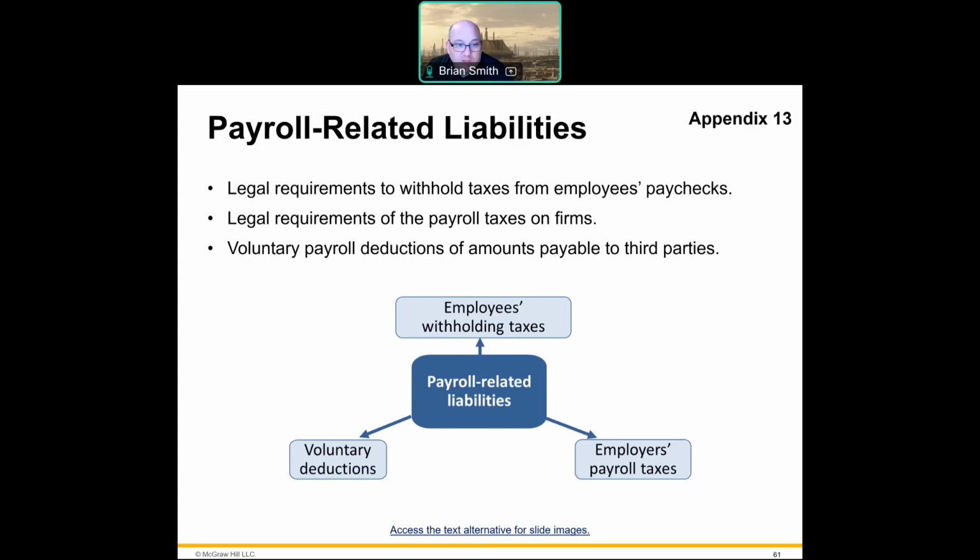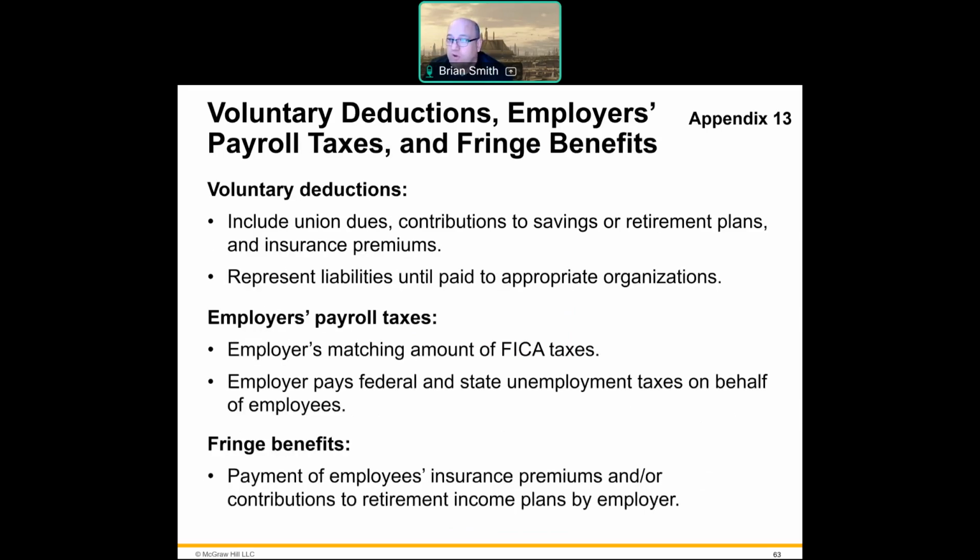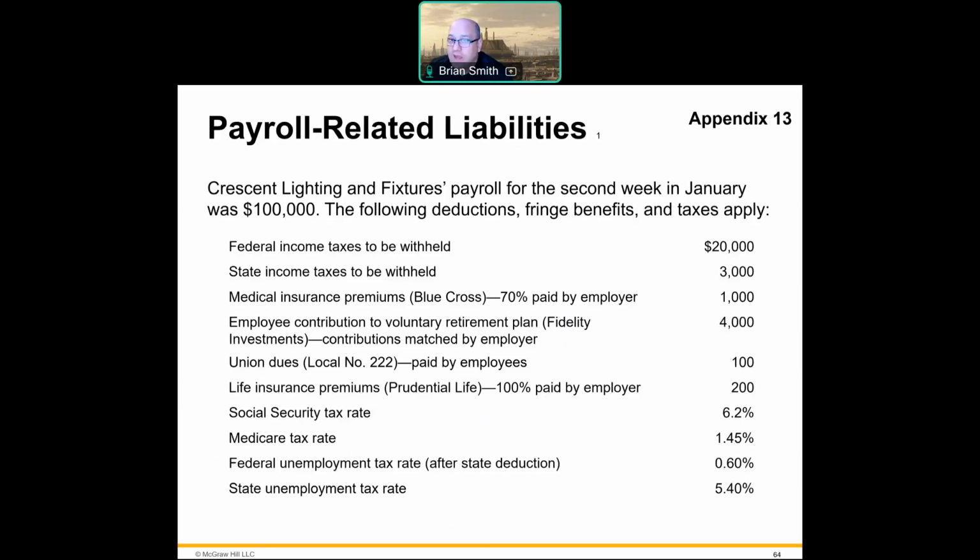Related payroll liabilities, again, you have the withholding, the voluntary deductions, and the payroll expenses. This should be just another recap of what you did in Accounting 111. This is Appendix 13 anyway. Anything you have withholding, even if it's voluntary, you're going to pull it out and journalize it as some type of expense, and then credit whatever payable it's associated with.